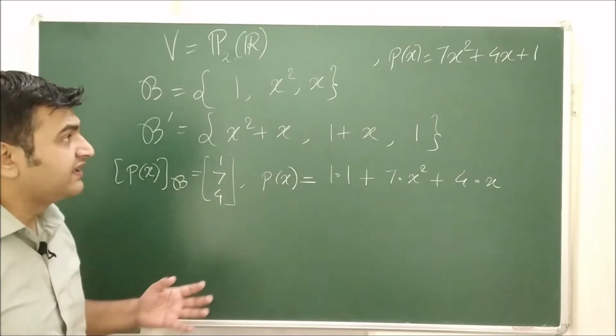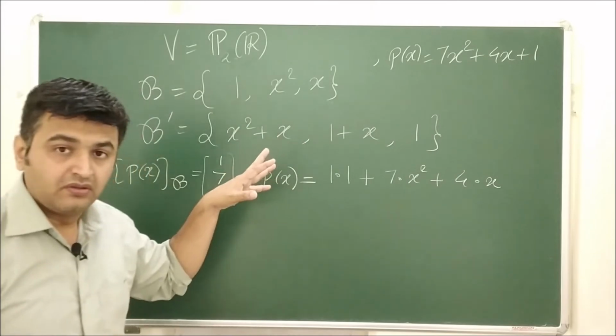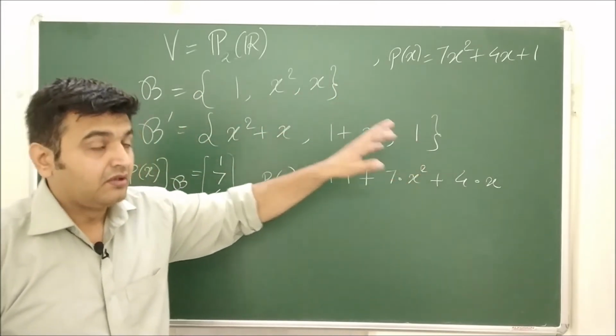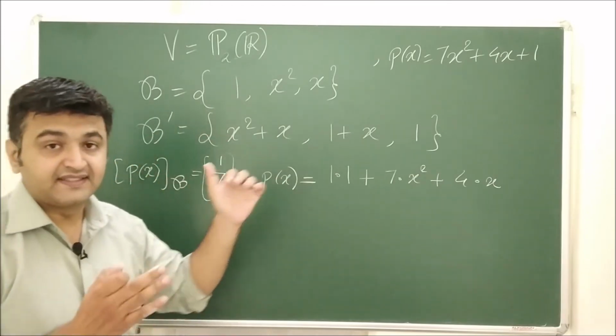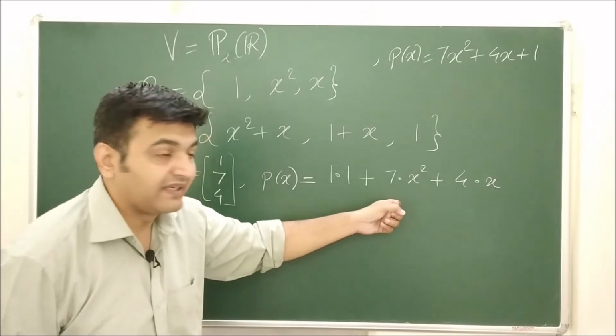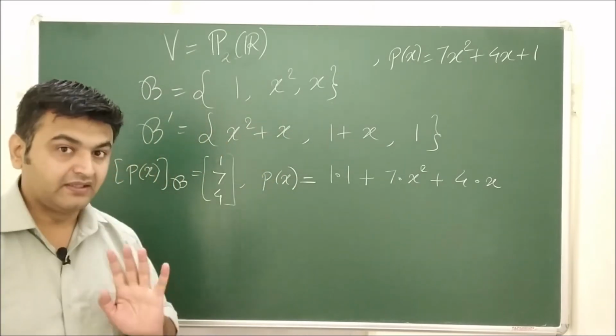Many times people in a hurry simply write down 7, 4, 1. That is the answer when the basis is x square, x and 1. But here the basis is not x square, x and 1. The basis is 1, x square and x. So you have to keep this basis in mind and this order in mind.